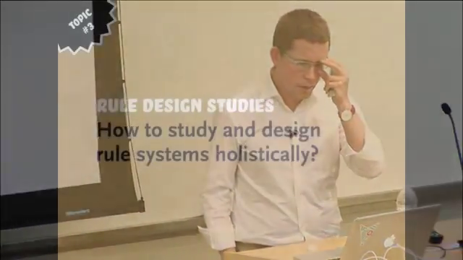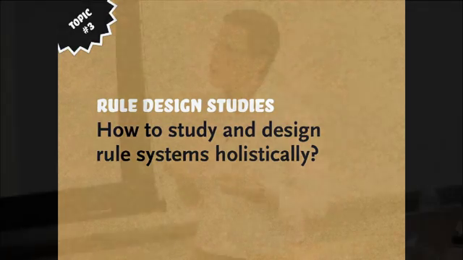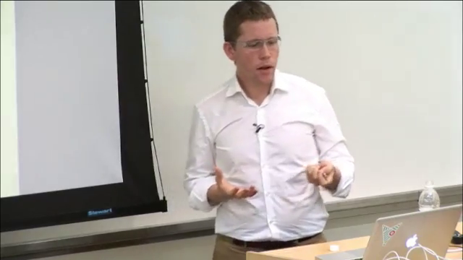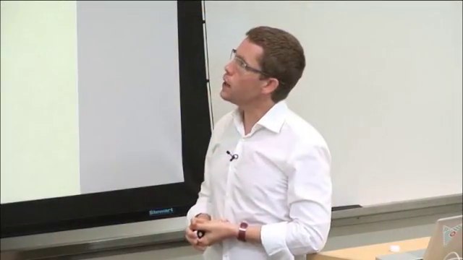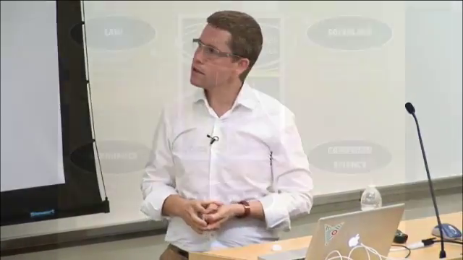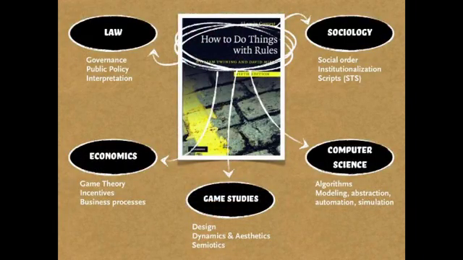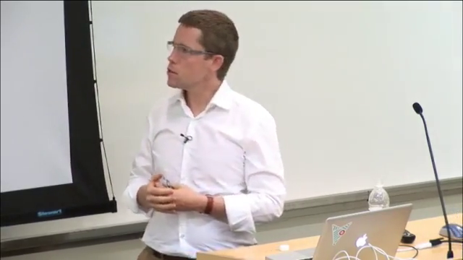And the third and final topic I'm interested in is rule design studies, right? We have a lot of different disciplines that look at how to use rules and how to do things with rules, to use this wonderful term by Twining and Miers, which is an introductory textbook to law, right? And if you look across disciplines, you find that computer science, economics, game studies, law, all of these different disciplines from different perspectives look at the actual design of rule systems in society, from a legal perspective, from an economic, in terms of incentive systems perspective.